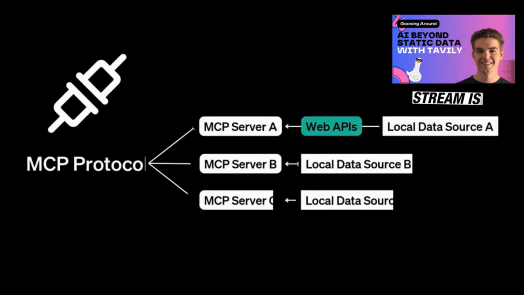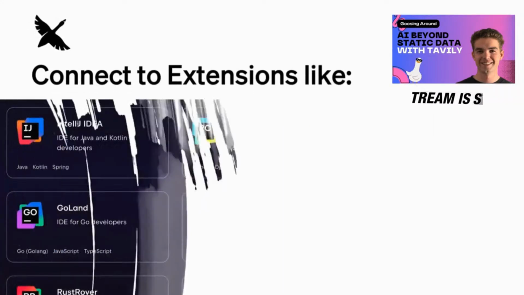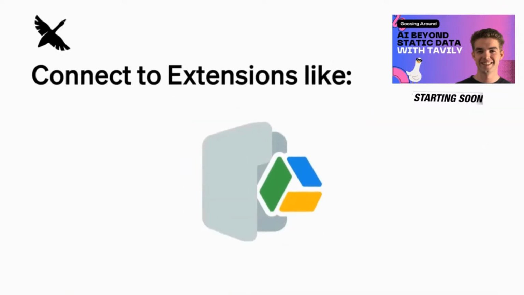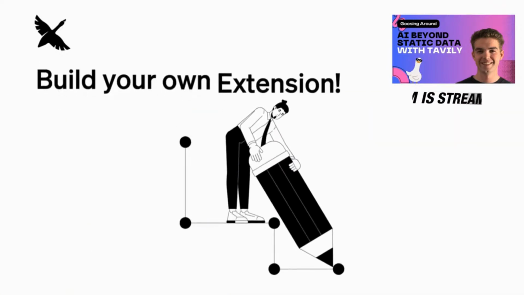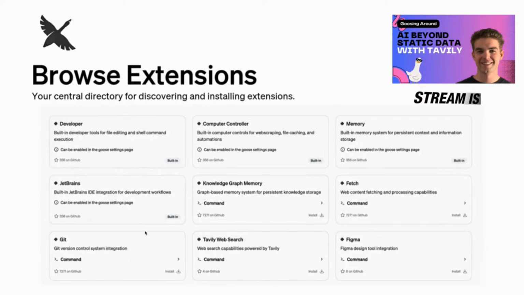Connect with apps and tools you already use with extensions. Built on the Model Context Protocol, you can connect to extensions like GitHub, integrate JetBrains IDEs, access Google Drive, or build your own custom integrations for Goose. For a curated list of extensions, visit our docs.